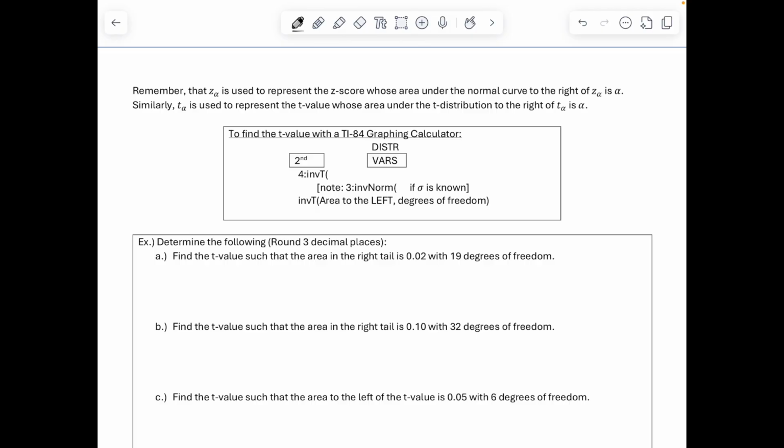So at the top of the next page, it says, remember that z sub alpha is used to represent a z-score where the area under the normal curve and to the right of z sub alpha is equal to alpha. And it says similarly, t sub alpha is used to represent the t-value where the area under the t-distribution and to the right of t sub alpha is alpha.